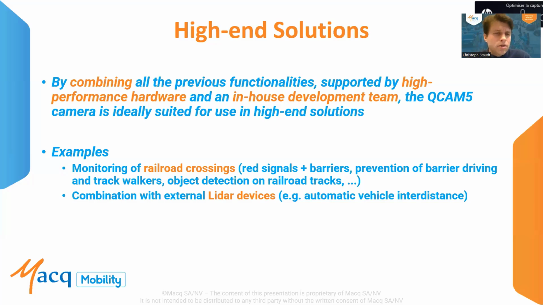An example of a high-end solution is definitely the railroad crossing, where we not only detect ANPR, the vehicle class, etc., but also detect at the same time objects, the red signals of the traffic lights, the barriers, etc. Another example is that we can combine our ANPR camera, the QCAM5, with external LiDAR devices, for example for spot speed, for inter-distance monitoring, etc.